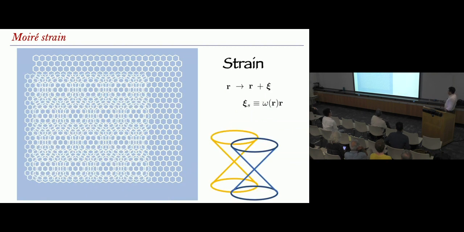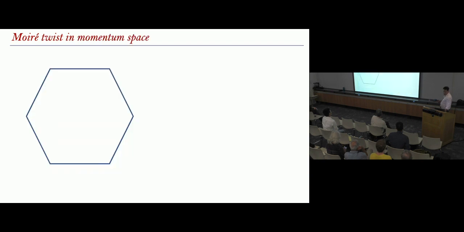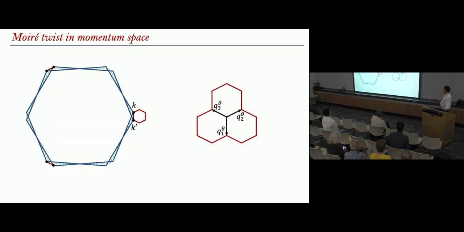And the strain will be this. Well, you just conformally transform your lattice. And in momentum space, as most of us working on this know, for the twist case you rotate the Brillouin zone. You have a smaller Brillouin zone and new vectors, 3 vectors that characterize this structure.